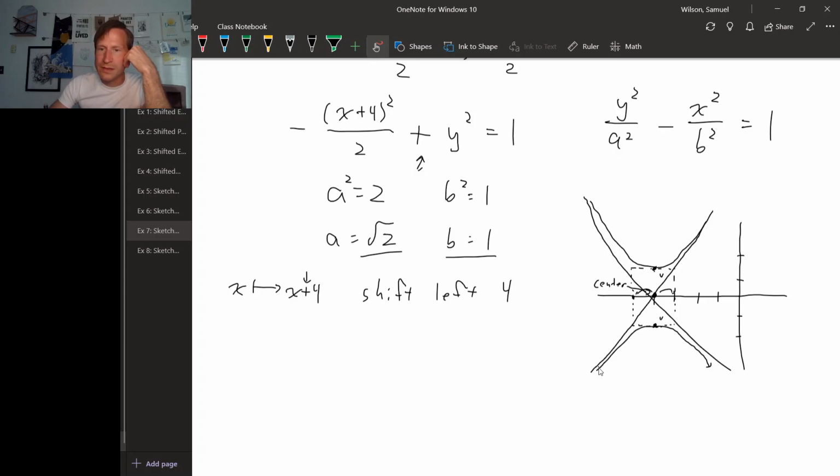Okay, so that's our hyperbola. Notice that it does look just like the hyperbola you would get if this shift plus 4 wasn't here. It's just moved to the left 4.